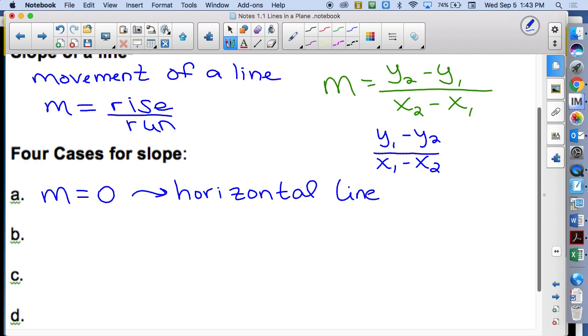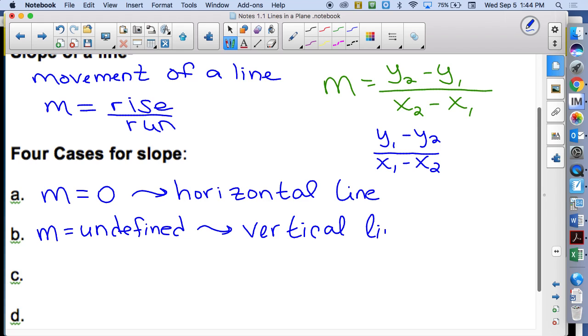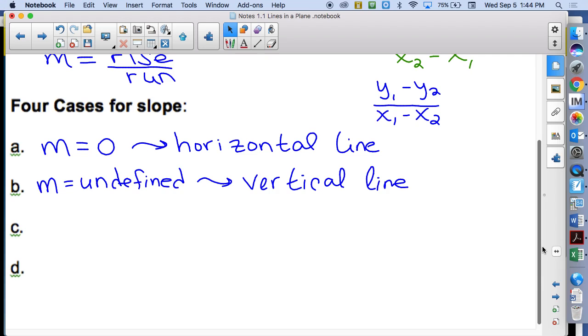Got a flat horizontal line. Jenna, do you have another option? Undefined. Yeah, so if the slope is undefined, Jenna, what kind of line is that? Mm-hmm. Yeah, that's our vertical line. Okay, 2 other options. What else do we have? So we have a line that's horizontal, we got a line that's vertical. Any other kind of lines?